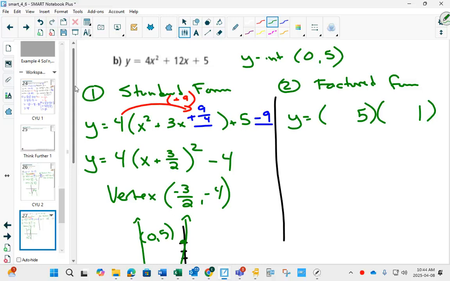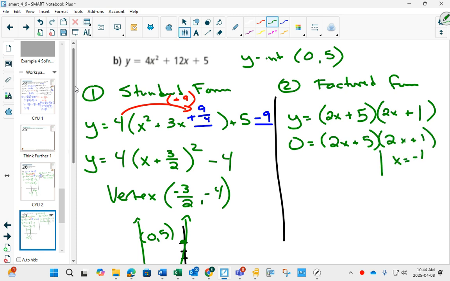Now, if I put 4 and 1, that never makes 12, but if I put 2 and 2, my outside is 2, my inside is 10. That could make 12 if everything is positive. Does it still work if I make everything positive? Gives me the 4x squared, gives me the plus, yes. So based on this, if I plug in 0 for y, I could find my x-intercepts. My x-intercepts are -1/2 and -5/2.